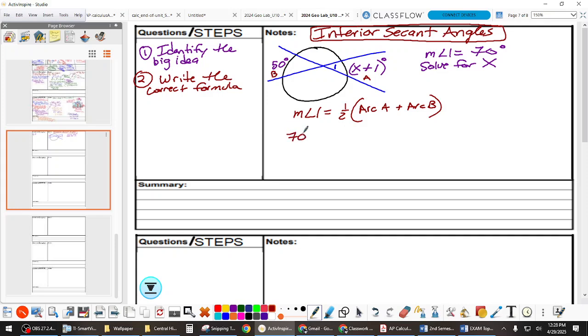So measure of angle 1 is 70. And arc A is x plus 1, and arc B is 50. If you had names for those arcs like we did in our notes, A, B, C, D, you could name those, but basically you're just adding the two arcs that the angle and its vertical angle intersect, that's all. Alright, what's a good first step?